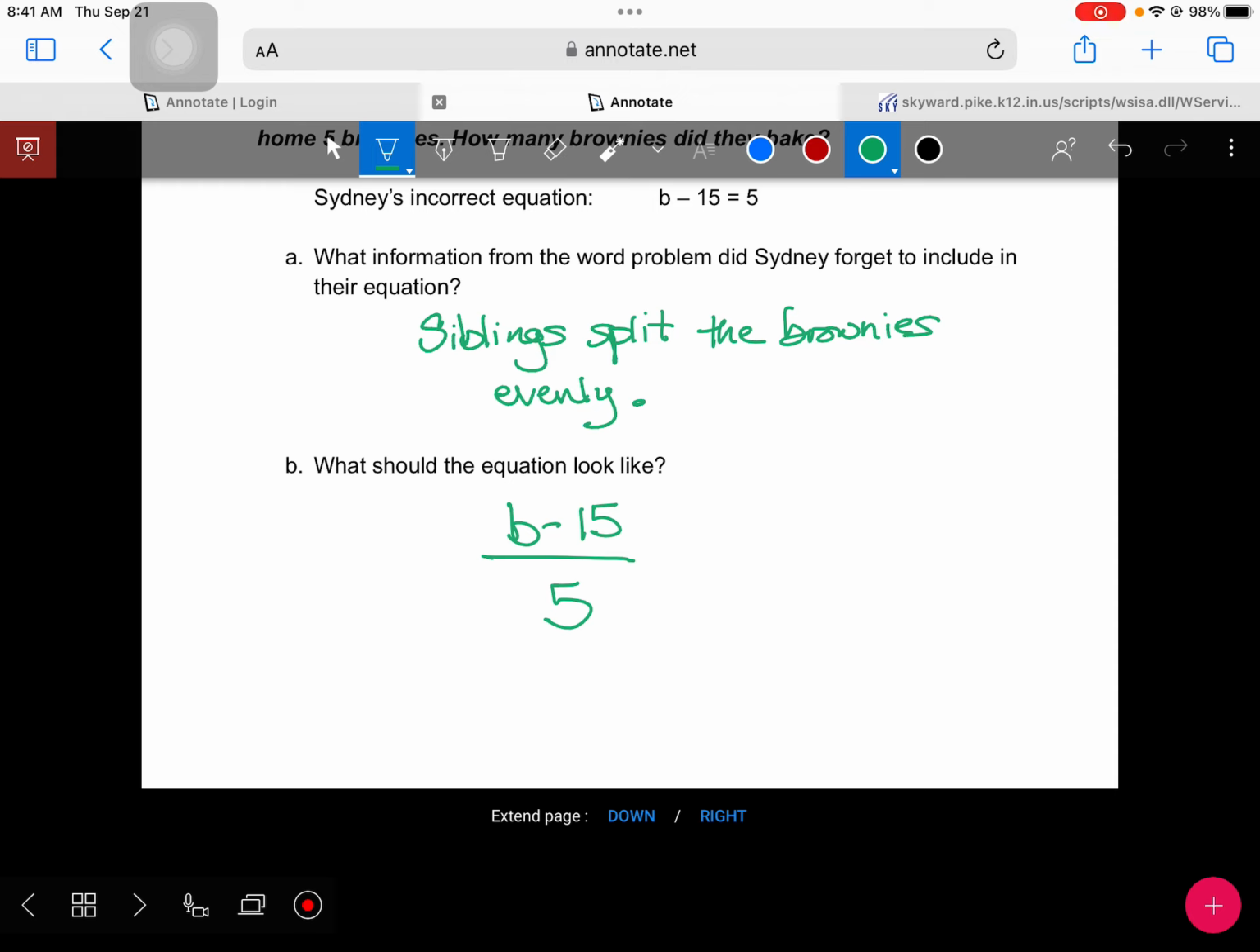So where would that go? The number of brownies they have is B. Number of brownies they had to begin with.